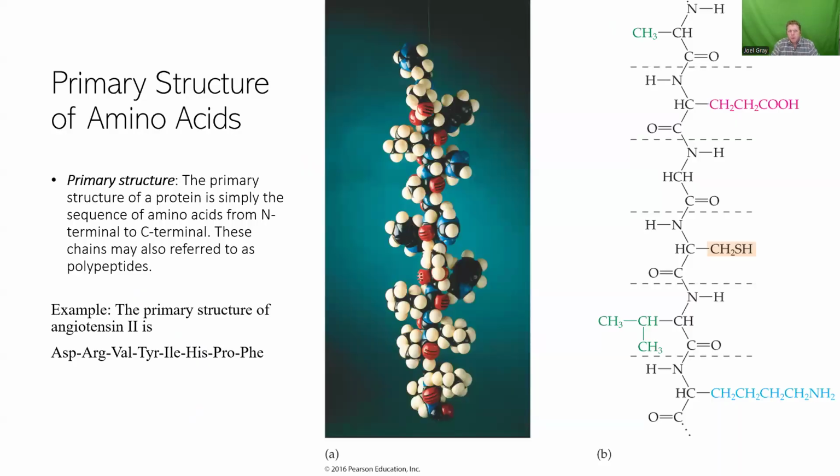Protein structure is characterized at its lowest level and referred to as the primary structure. The primary structure of a protein is simply the sequence of amino acids from the N terminal to the C terminal. These chains may also be referred to as polypeptides.